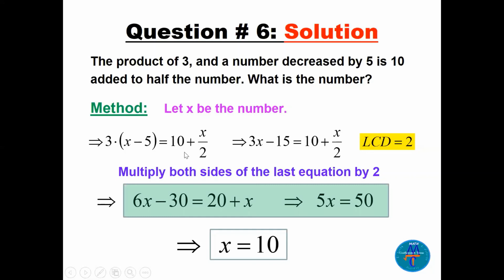Is goes to equal. 10, so put the 10. Added, the plus half the number. We already said let x be the number, so x over 2. Since we have a fraction here, 3x minus 15, just distribute the 3 there, multiply everything by the LCD 2. You have an equation with no fractions. Take x to the other side, 5x, this becomes 50. Divide by 5, x will be 10.